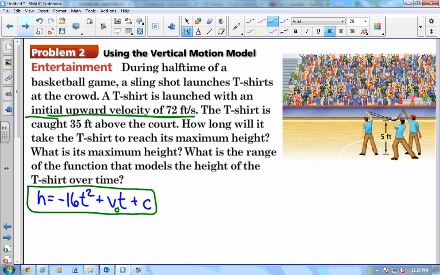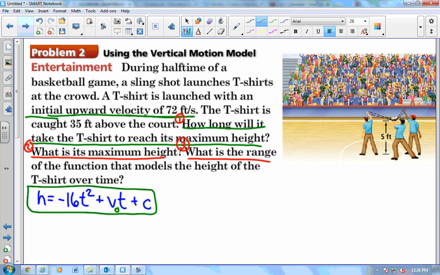Should you write down the questions? Yes, you need to know what you're answering. If these are your notes, when you look back on them during Magic Minute time or to study for your test, you need to know what the example was. There's actually a couple questions. How long will it take to reach its maximum height? What is the maximum height? And what is the range? There are 3 questions.